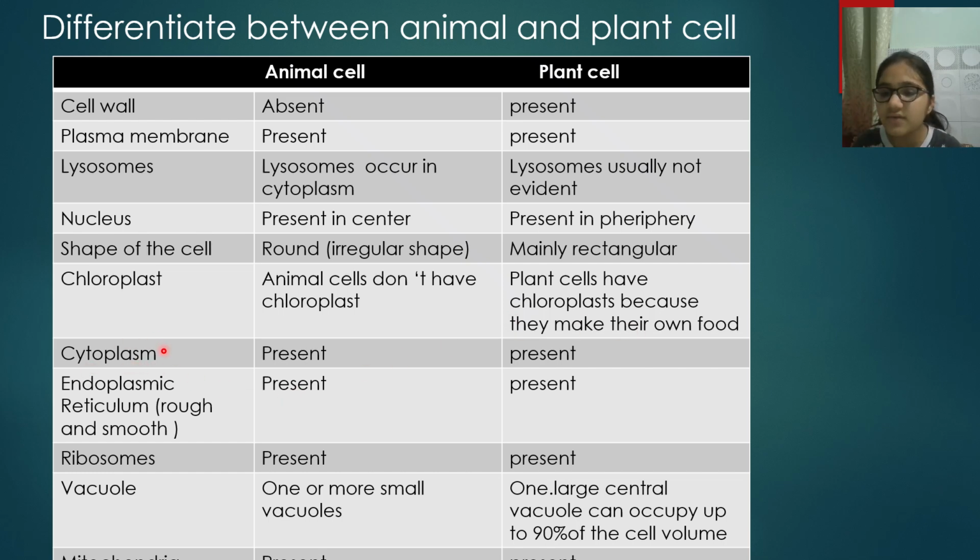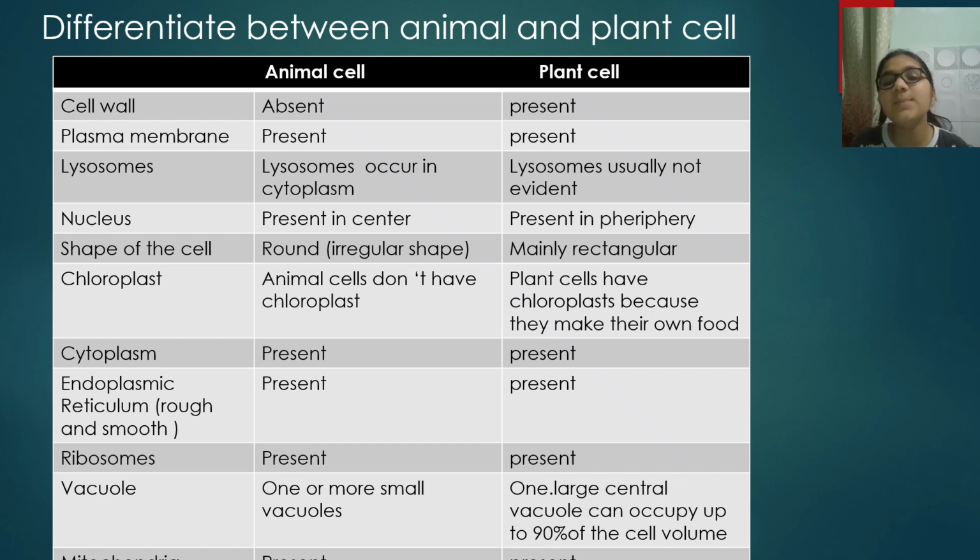And cytoplasm if we see, so cytoplasm is present in both the animal cell and the plant cell. Endoplasmic reticulum, rough भी and smooth, present in animal cell and in the plant cell also. Then if we see the ribosomes, it is also present in animal cell और the plant cell.